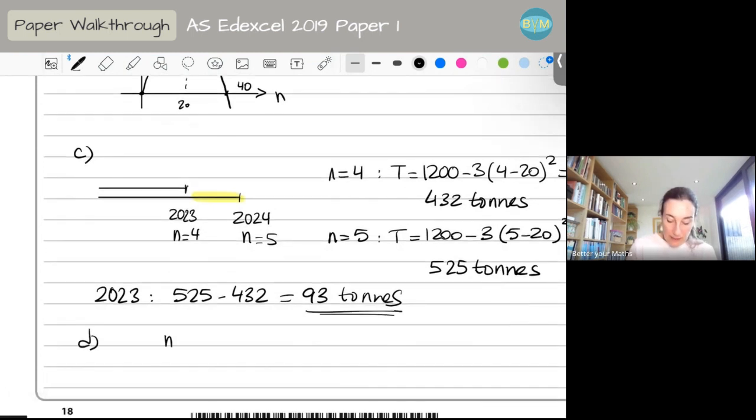So n must be greater or equal than 0, yeah, because I cannot take negative years, and it has to be smaller or equal than 20. It can be 20, yeah, because still for 20 I have the maximum and it works, but after 20 what happens is I will have less cumulative tons.